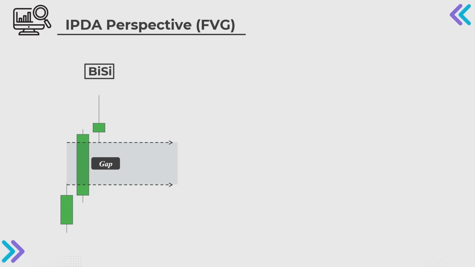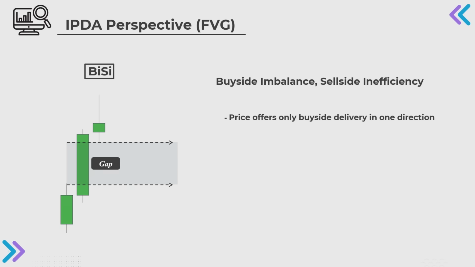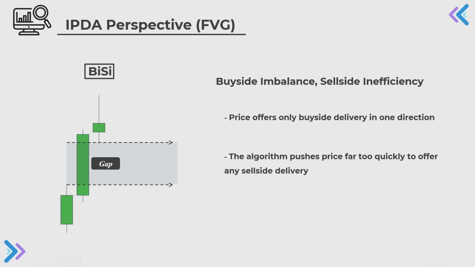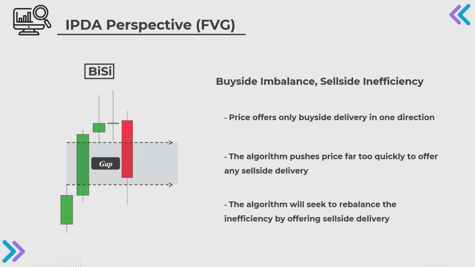From the IPDA perspective, fair value gaps are categorized into 2 separate models. The first one is the BC. BC refers to a market condition characterized by a buy-side imbalance and sell-side inefficiency. In this scenario, price offers only buy-side delivery in one direction. The algorithm pushes price far too quickly to offer any sell-side delivery and to find more liquidity to consume enough supply and rebalance the recently generated demand. This leads to a fair value gap known as BC. The algorithm will seek to rebalance the inefficiency by offering sell-side delivery, such as forming this bearish candle to offer fair value for sellers to enter the market and create efficient price action.